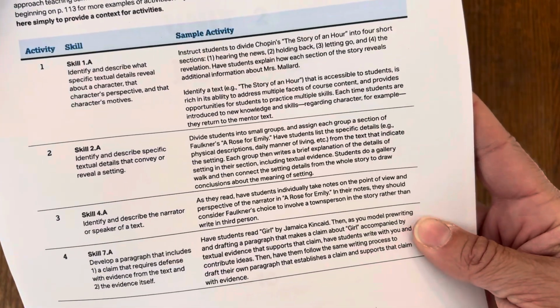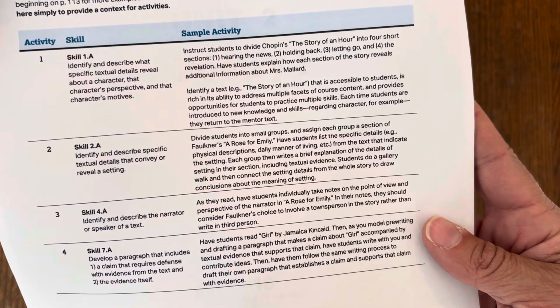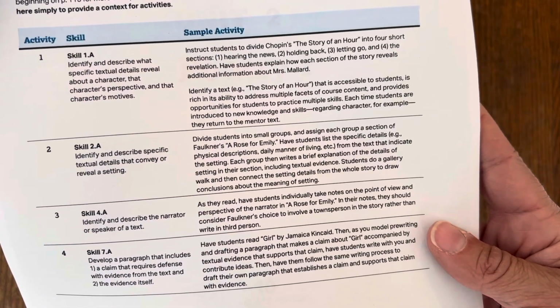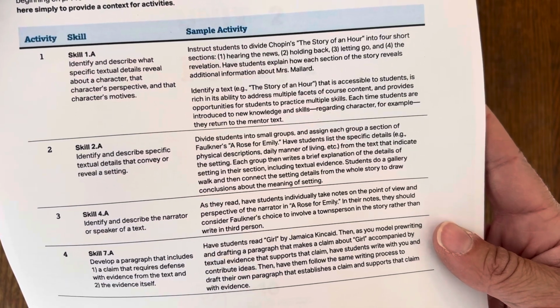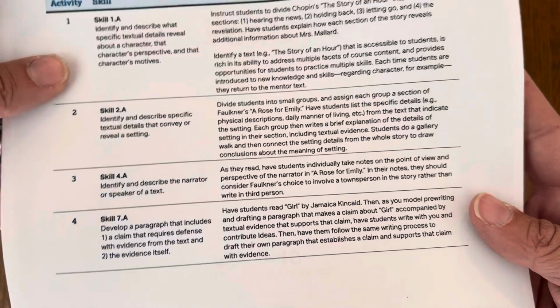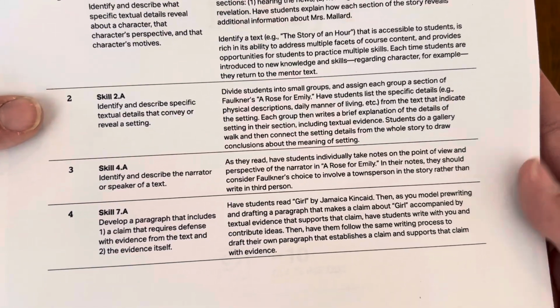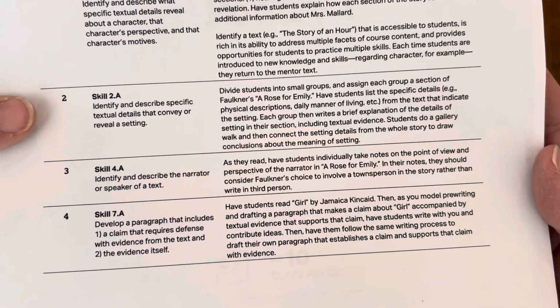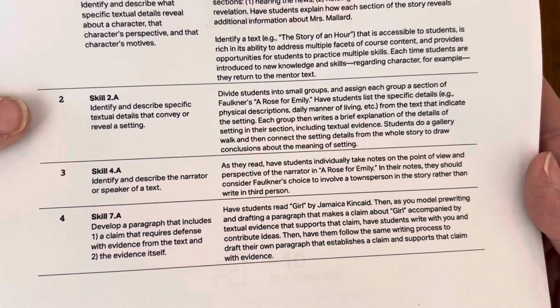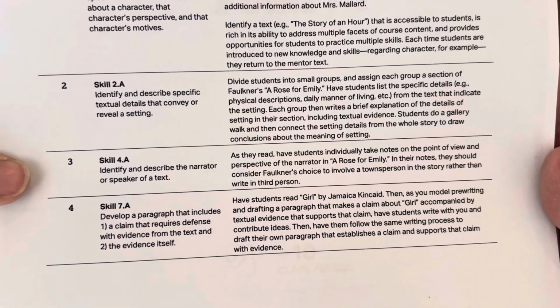So here, for example, it says divide Chopin, I don't know if it's Chopin or Chopin. Chopin is the composer. Divide it into 4 short sections based on when things happen. Another one, that's for skill 1. For skill 2, put them into small groups, assign each group a section of that, then have the students list specific details that indicate the setting. So this is how you're teaching them to describe the setting using textual evidence.